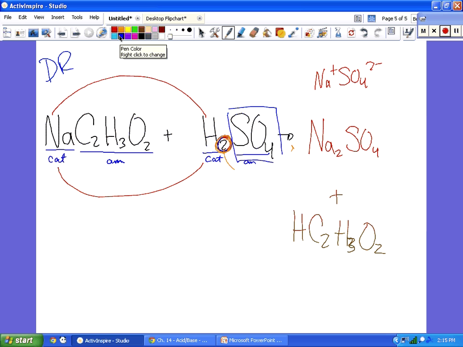Now is when you can begin to balance it. How do I balance this one? I need a 2 here. Sorry, that didn't show up. I need a 2 here, and then a 2 here. So a 2 in front of the sodium acetate and a 2 in front of the acetic acid.